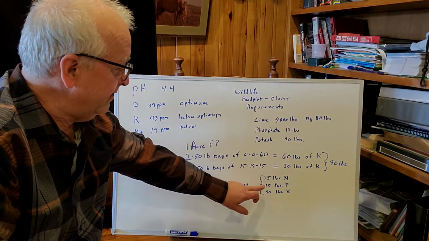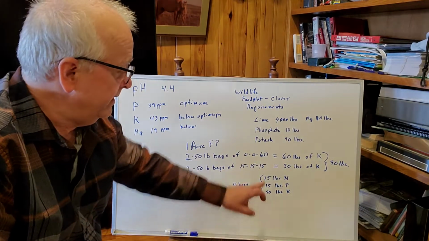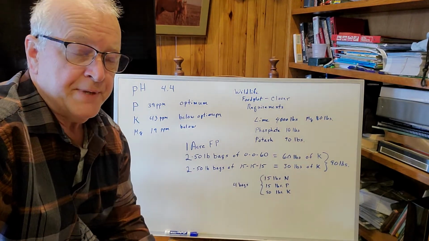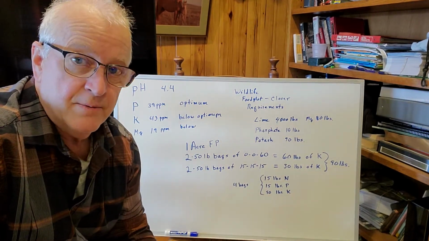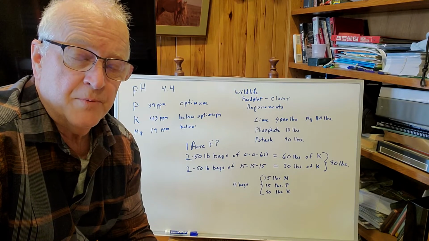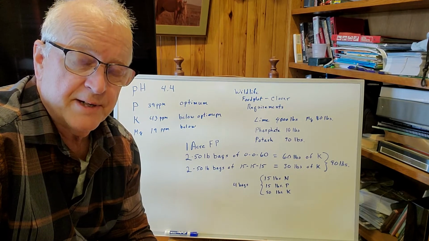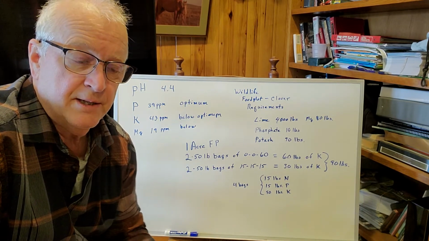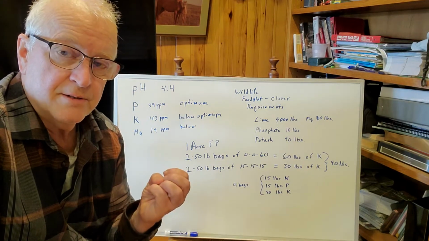So now you have 15 pounds of phosphate and 15 pounds of N, which is a good idea anyway, because we often want to use a starter fertilizer. It has a little bit of nitrogen in it just to get the seeds to start growing.